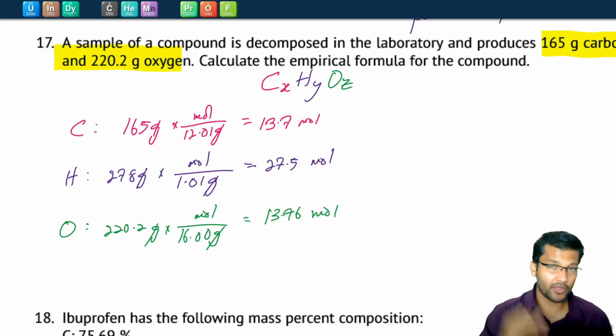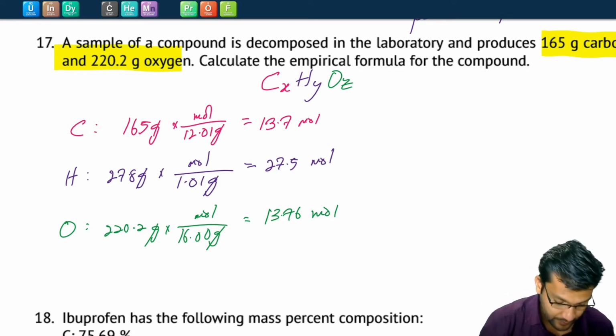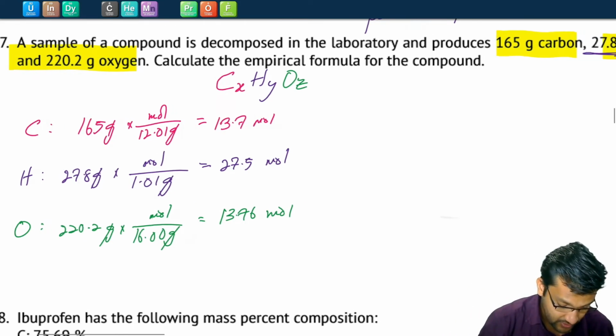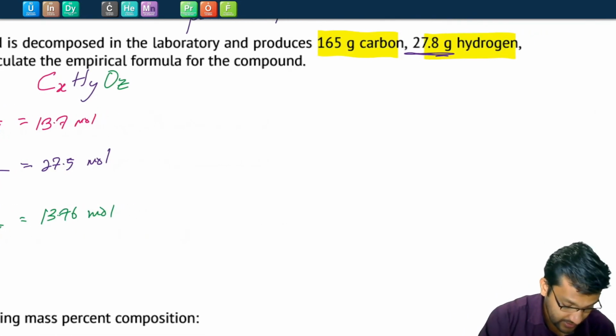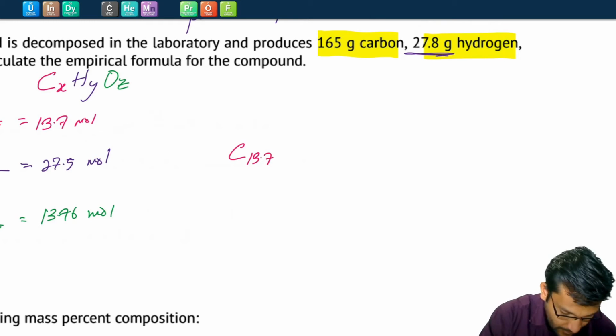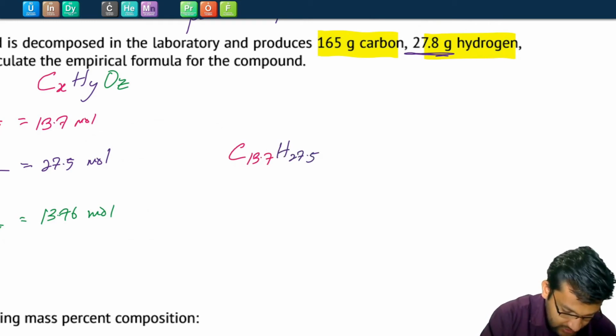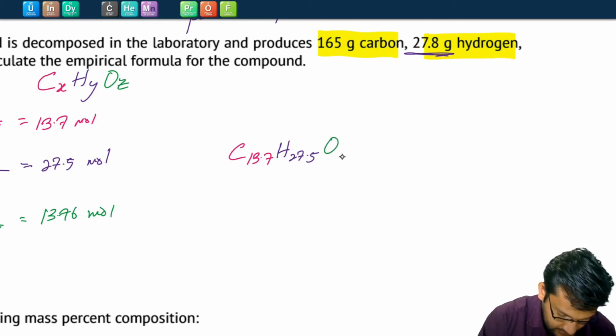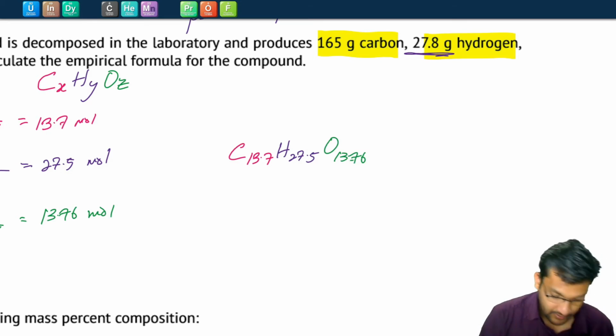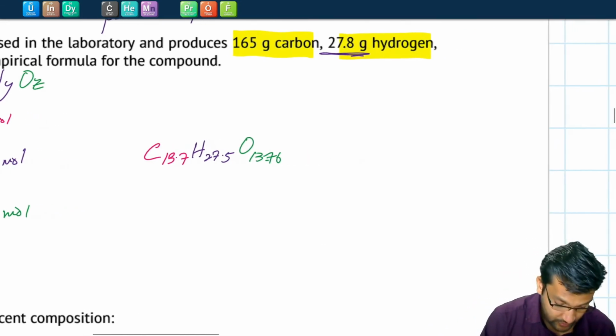So now that we have the moles for every single element that makes up this compound, we can go ahead and write what we call our pseudo formula. So C, 13.7 moles, H, 27.5 moles, and oxygen, 13.76 moles. They're not whole numbers, so we need to do more.